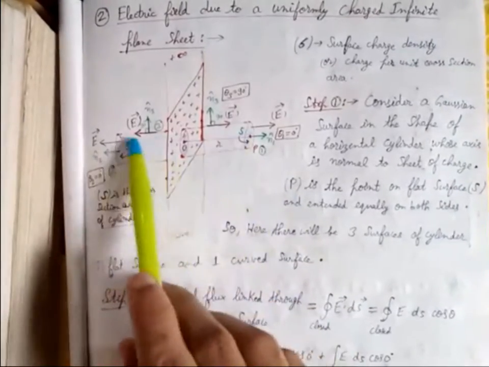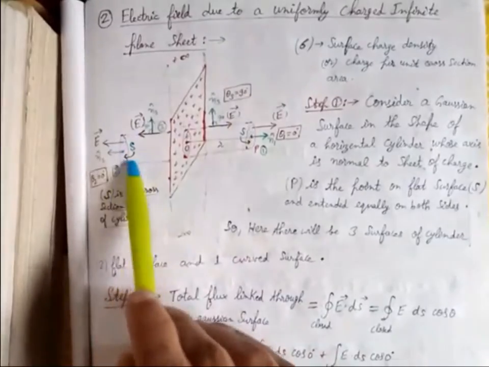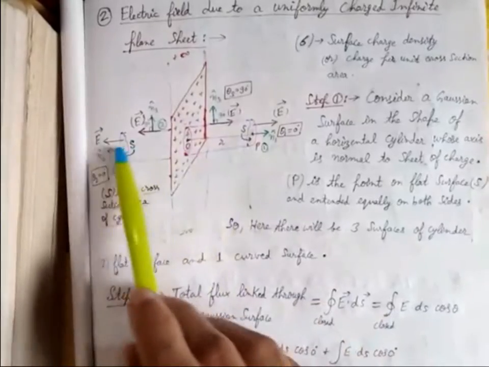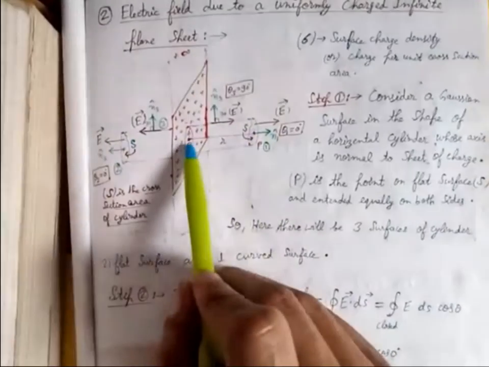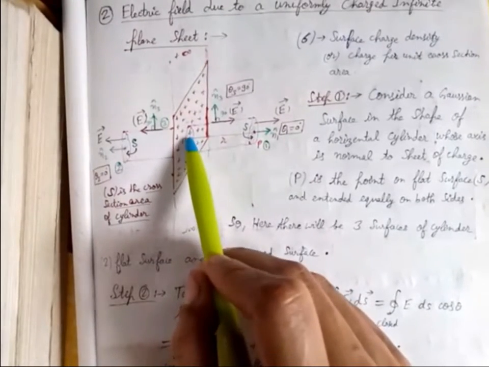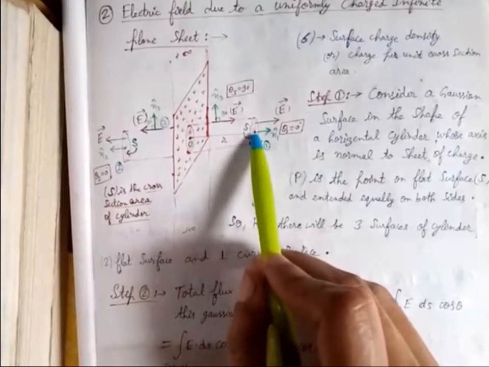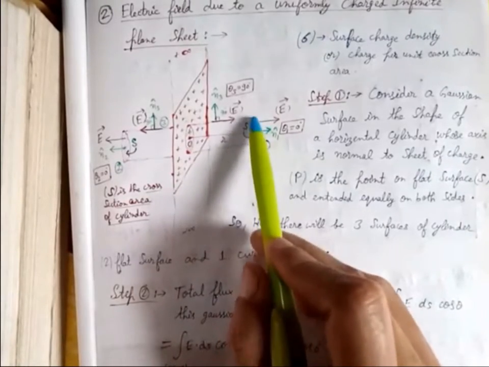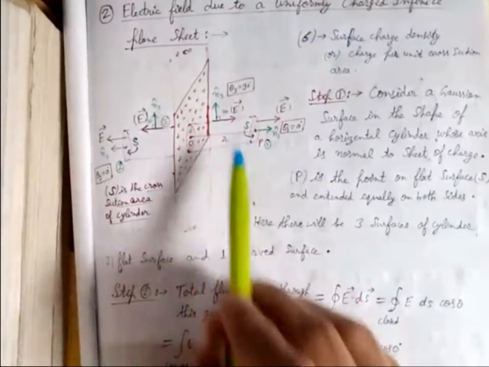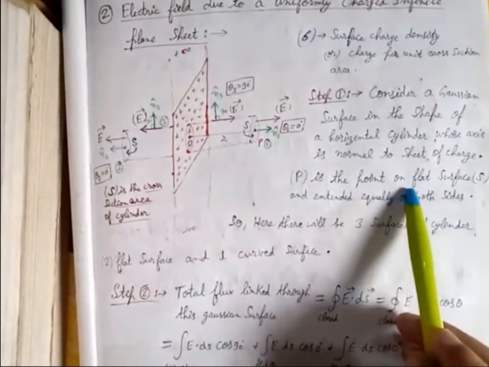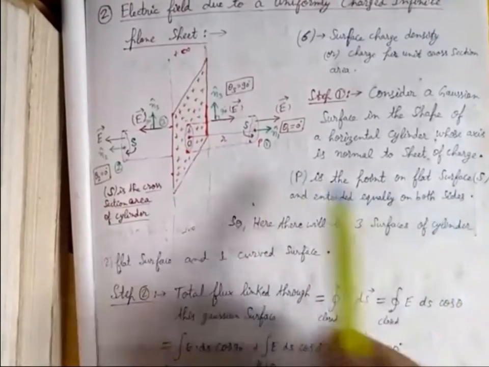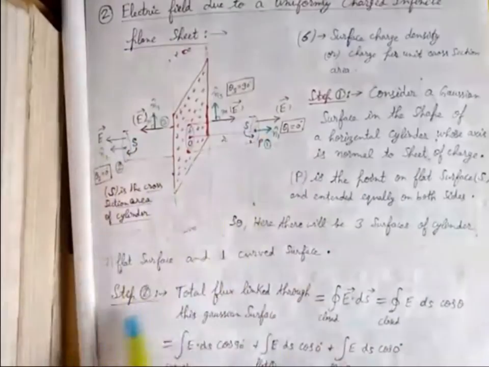So in this we have taken this horizontal cylinder as the Gaussian closed surface, and from the center at point O on this sheet we have taken a point P at the end of the cylinder, and this distance OP is R. The point P is on the flat surface S and extended equally on both sides.